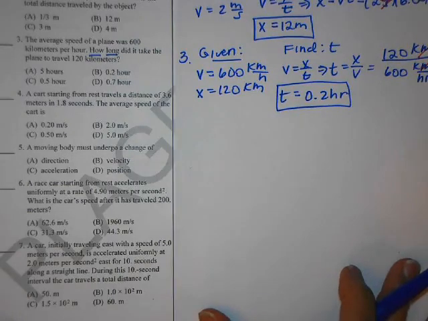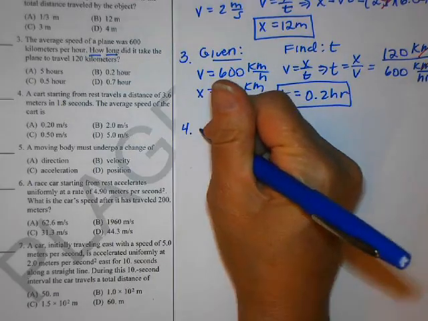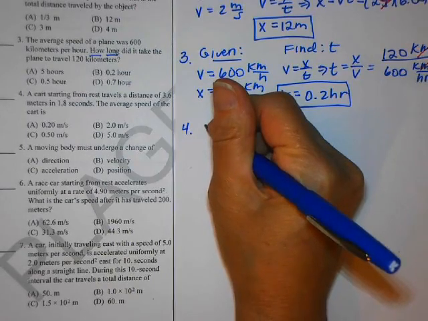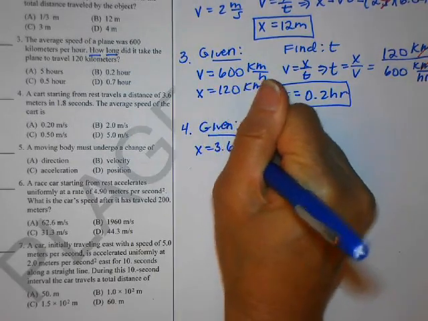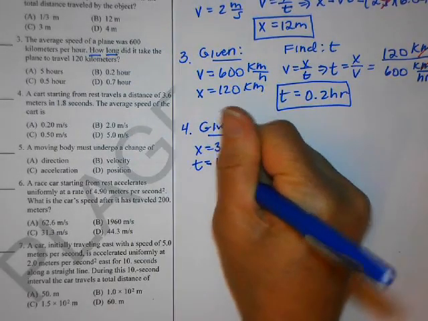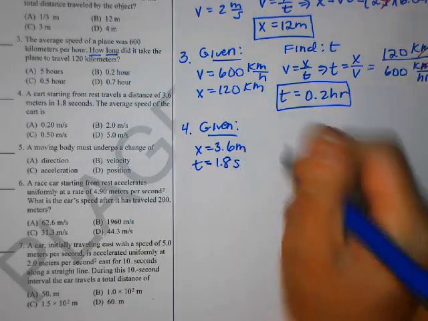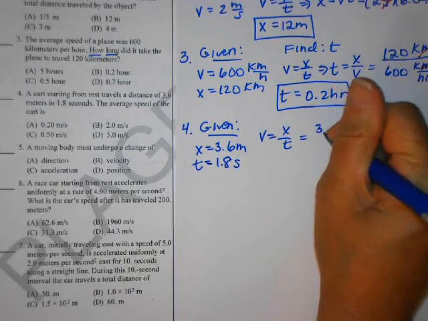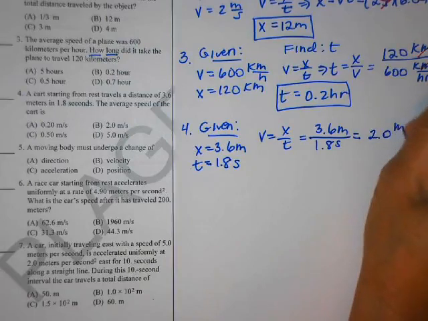Let's do number 4. So number 4 says, a car starting from rest travels a distance of 3.6 meters in 1.8 seconds. So we're given X is equal to 3.6 meters and T is equal to 1.8 seconds. Find the average speed. So V is equal to X over T. 3.6 meters over 1.8 seconds would be 2 meters per second.